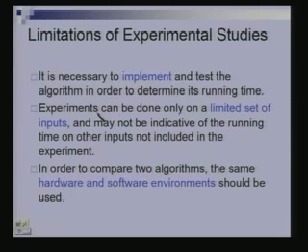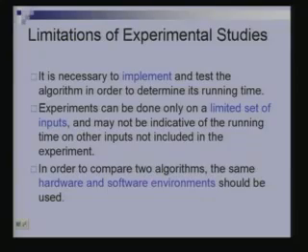Then your experiments can be done only on a limited set of inputs, right? After all, I said the number of instances is infinitely large. You can only run your experiments on a small set of instances. And that might not really be indicative of the time that your algorithm is taking for other inputs, which you have not considered in your experiments.